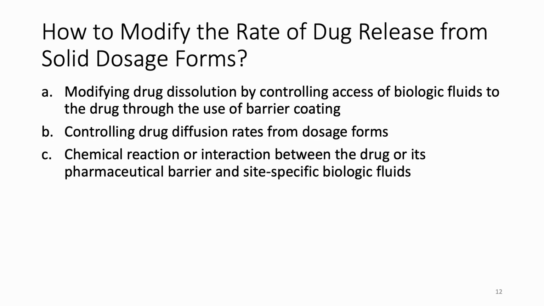Basically, there are three methods to modify the rate of drug release from solid dosage forms. The first way is modifying drug dissolution by controlling access of biologic fluids to the drug through the use of a barrier coating. The second method is controlling drug diffusion rates from dosage forms. And the last method is chemical reaction or interaction between the drugs or its pharmaceutical barriers and site-specific biologic fluids.